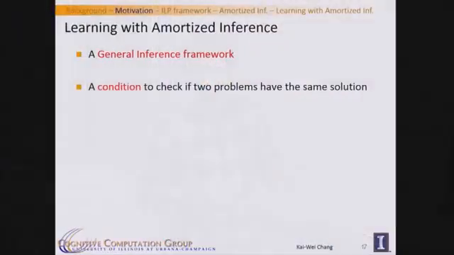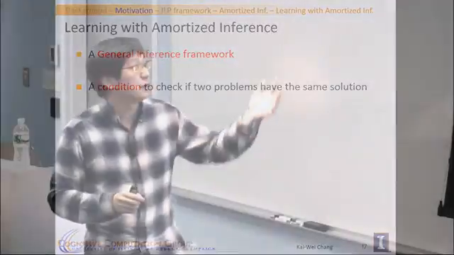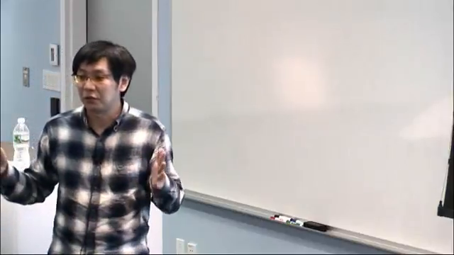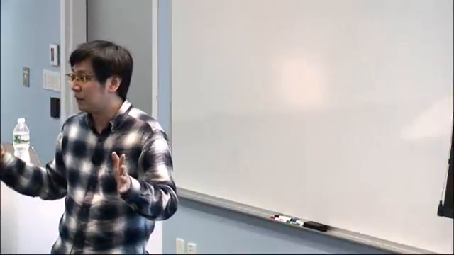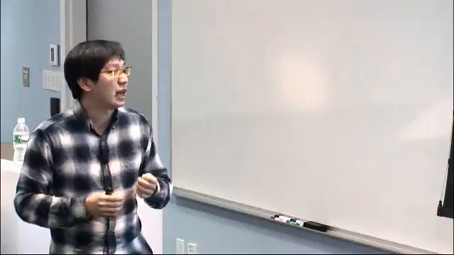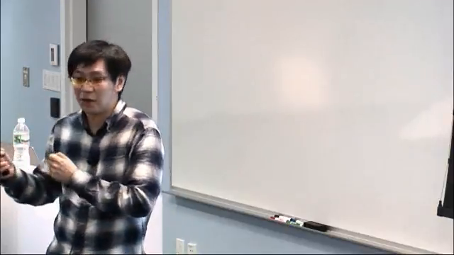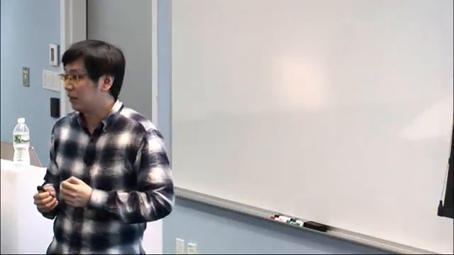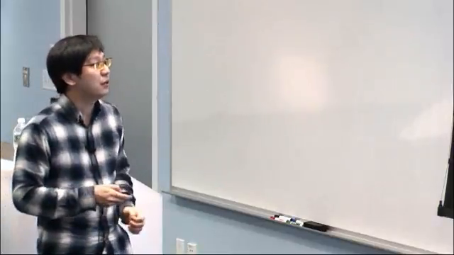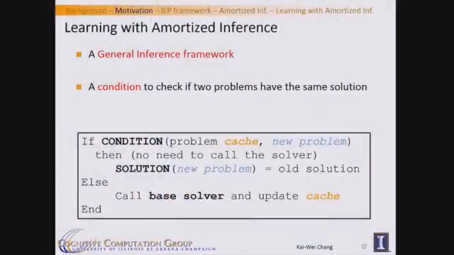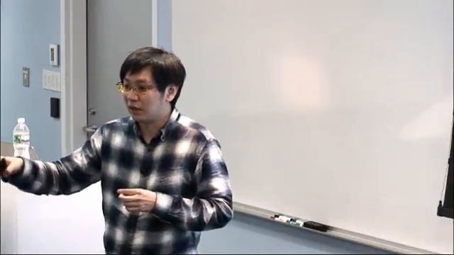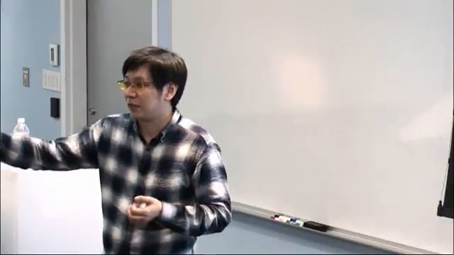Right, so basically, this amortized inference framework has two components. First, we need a general framework to represent the inference problem. And then we want a condition to check if two inference problems have the same solution or not. If you have these two, then when a new inference problem comes in, you can just go into your cache to look for an old inference problem that has the same solution as the new one, and if you can verify that, you just return the old solution.